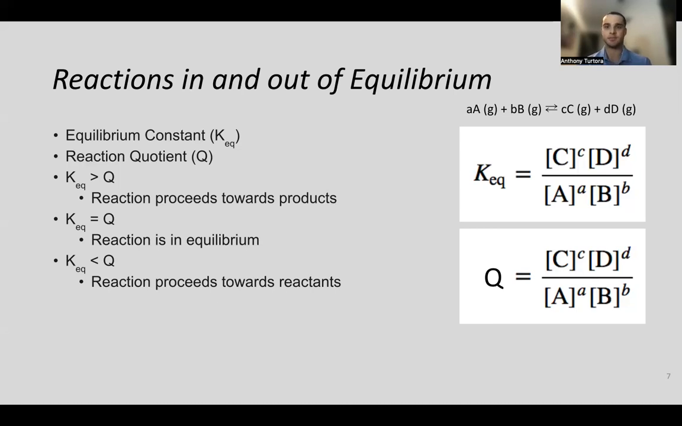And this makes sense. For example, I will explain KEQ being greater than Q. Our reaction will proceed towards products because at this given time, we have fewer products than we would have at equilibrium. And therefore, our reaction is going to shift to products in order to reestablish that.